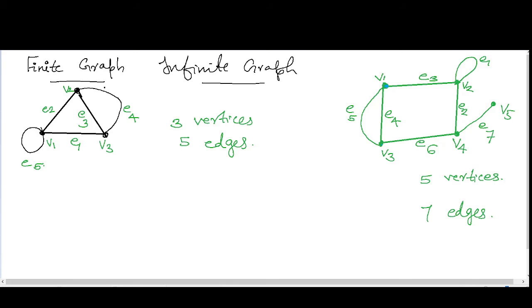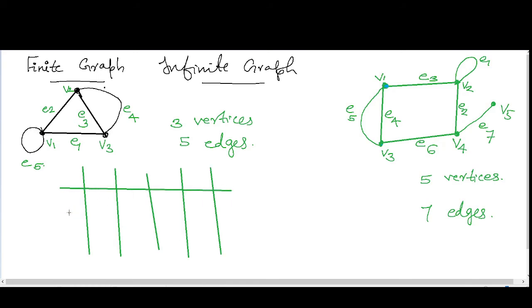Now we can draw an infinite graph also. Now we can mark the vertices here. These are the vertices that are infinitely extending. So here we cannot count the number of vertices and also the number of edges. So this is an example of an infinite graph.